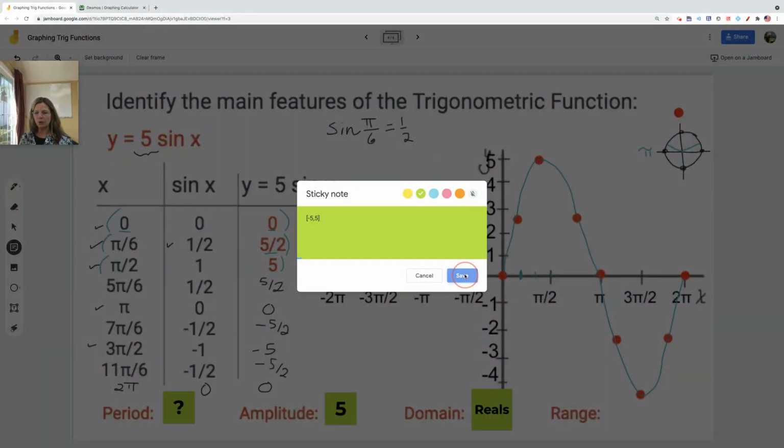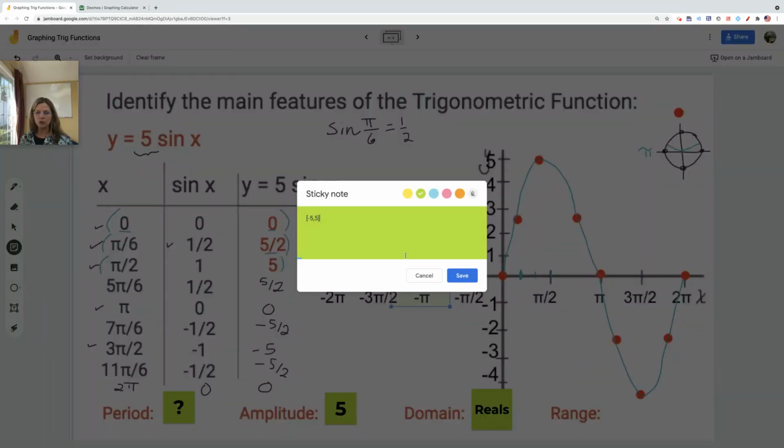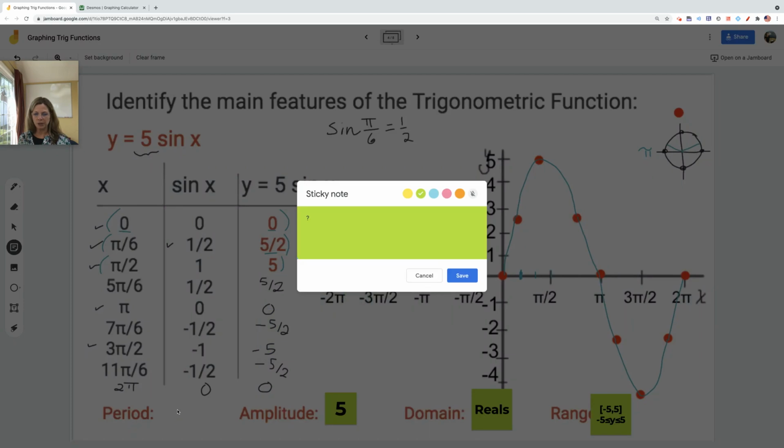And you can show your range using that kind of notation. You also could show it this way. -5 is less than or equal to y is less than or equal to 5. Either way is acceptable for range. And finally, the period, that's where you do 2 pi over whatever number is multiplying the x. There's a 1 multiplying the x, so the period here is just going to be 2 pi.